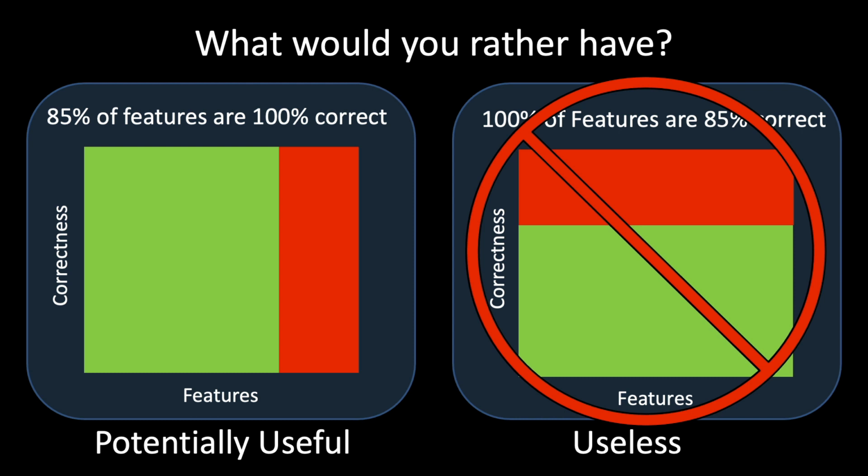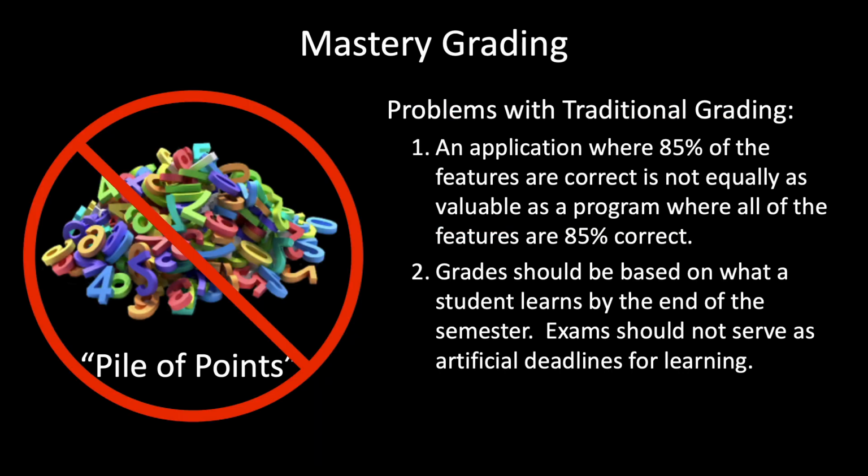The first type of student clearly deserves a B. It's not clear whether the second student should even pass the class. The second problem with our traditional pile of points is that students who take a little longer to learn things often get grades that don't reflect everything they've learned over the course of the semester.